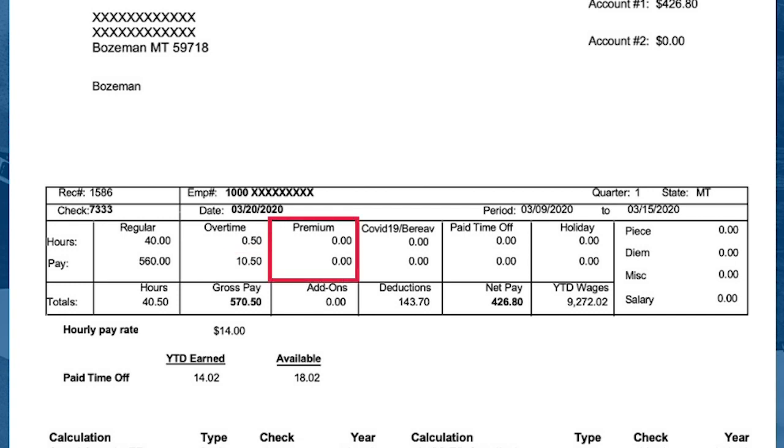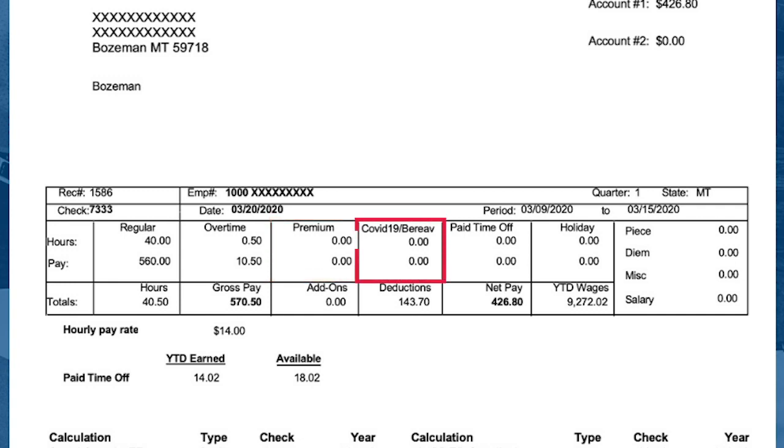The next section, titled Premium, shows the amount of money you will receive for things like working on a trauma site. This is a situation that results in you being on a job where there has been a death, crime, or accident and involves a significant amount of human bodily fluids, including at a minimum blood.